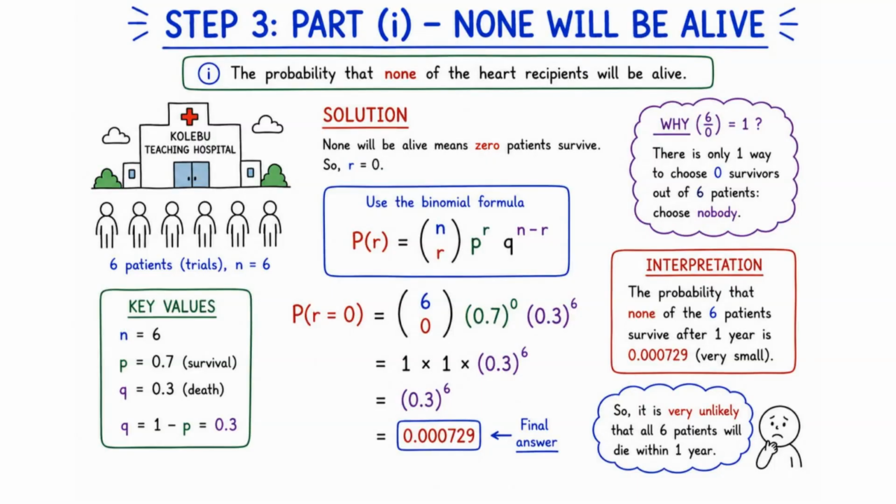After calculating, we obtain 0.000729. Now, this is less than 1/10 of 1%. So it is extremely unlikely that all 6 patients die after surgery. That is just the interpretation.